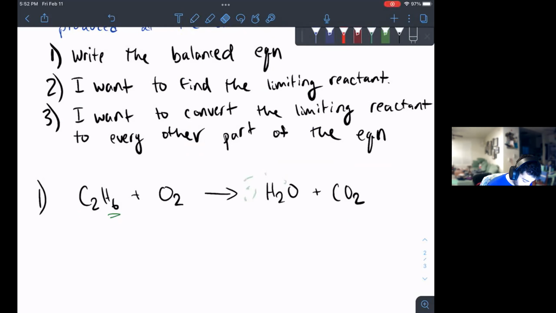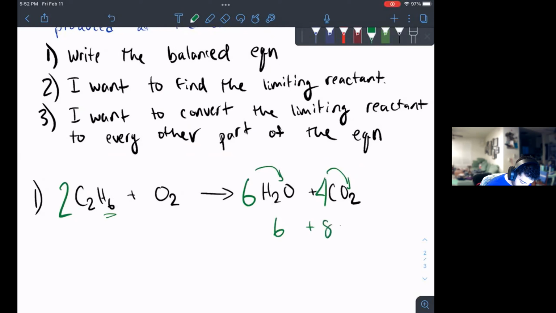So I'm just going to scrap that and automatically start by doubling this, meaning I now have 12 hydrogens, so I'll put a 6 right there. And I have 4 carbons, so I'll put a 4 right there. And then 6 times 1 is 6 plus 4 times 2, which is 8. It's going to be equal to 14 oxygen. So I'll put a 7 right there to just go ahead and balance that out.